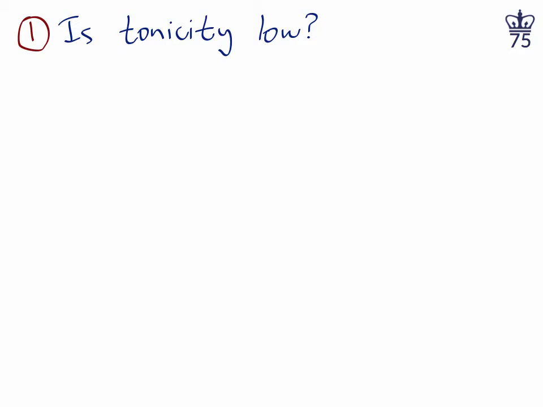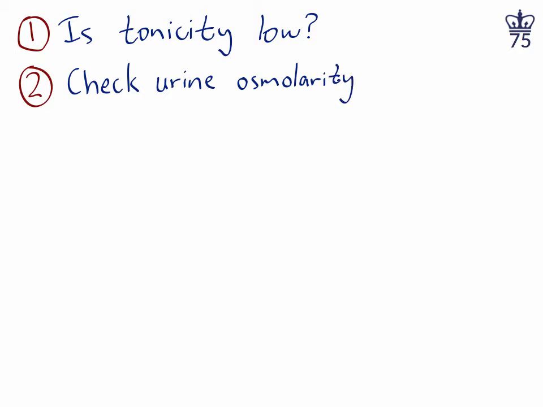In reality, the next 3 steps can be performed in parallel, but I'm presenting them in this order because it makes it the easiest to understand. So step 2, measure the urine osmolarity. Urine osmolarity tells us about the action of the hormone ADH.